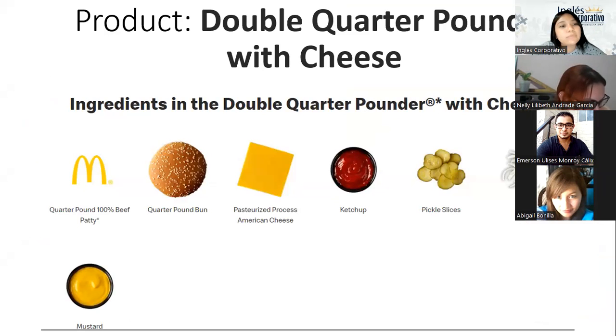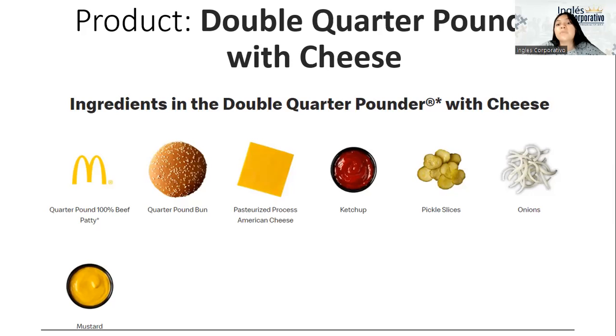The product, the double quarter pounder with cheese. The ingredients. Give me a moment, I have a problem. Okay. Now, the ingredients in the double quarter pounder are the quarter pound bun, pasteurized processed American cheese, ketchup, pickle slices, onions, and mustard. Okay. Next.